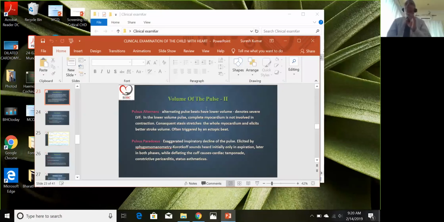Now, what is happening in pulsus paradoxus is the systolic pressure in inspiration is lower than the systolic pressure in expiration. Now, why does that happen? In pericardial effusion, during inspiration, the RV expands. The inspiration allows more venous return into the RA and RV. As the RV expands, remember there is effusion around the heart. Intrapericardial pressure increases. The normal intrapericardial pressure is negative. In pericardial effusion with tamponade, it has become positive, and that is why it is compressing the chambers.